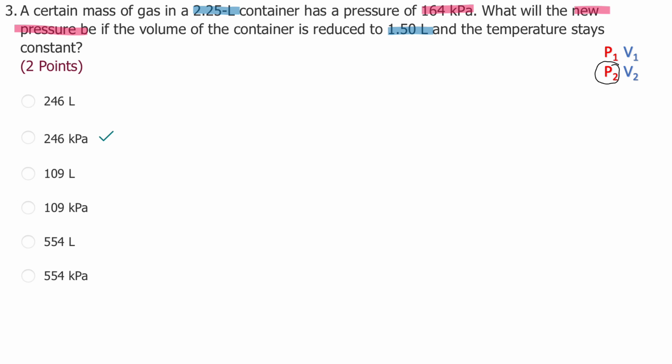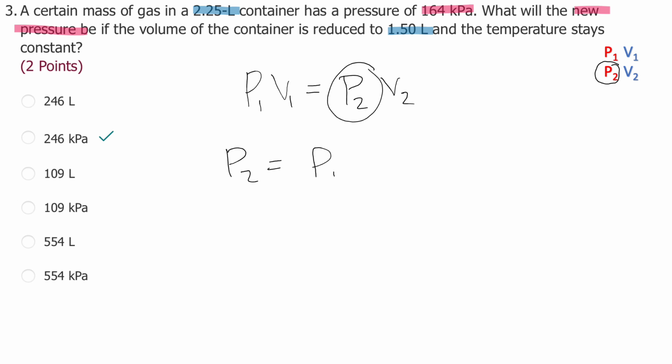So if we have a P1V1 and a P2V2, we are going to be using Boyle's law, which is P1V1 equals P2V2. Now, if we're solving for P2, we need to divide V2 on both sides. So our formula will be P2 equals P1V1 over V2. Now that we have that, we can go ahead and plug in all of our units.